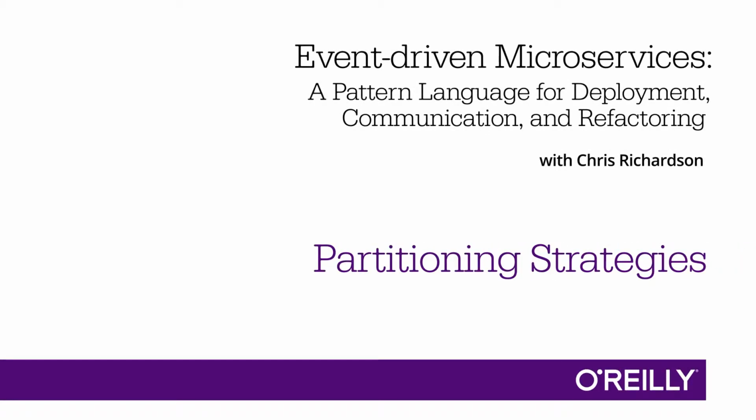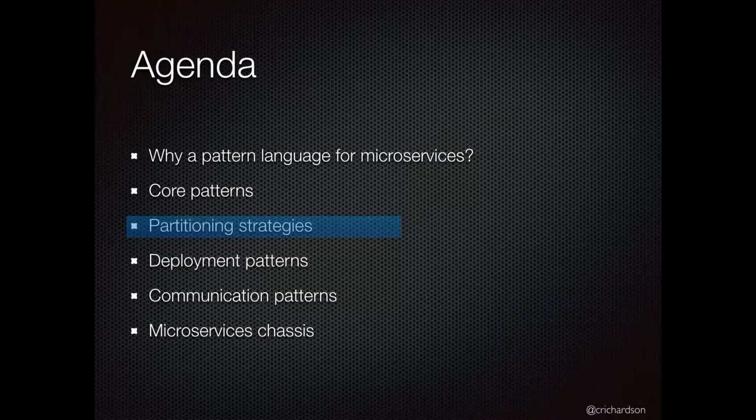One of the key decisions that you have to make when architecting a system using microservices is figuring out how to partition your application into a set of microservices. So in this segment, I'm going to describe various different partitioning strategies that you can use.